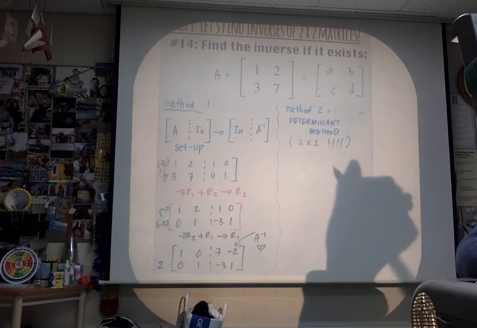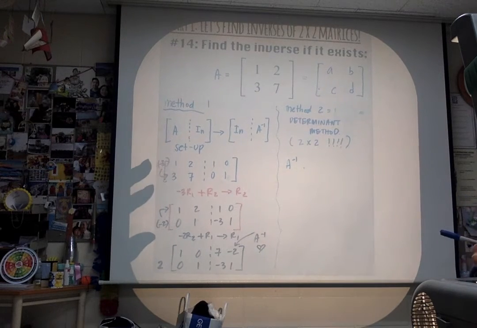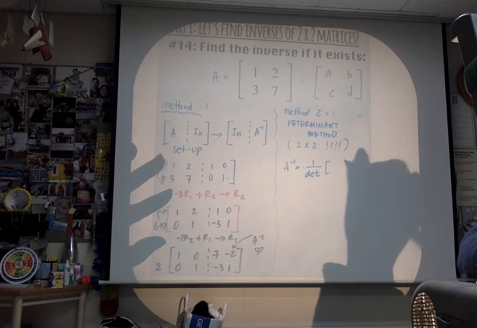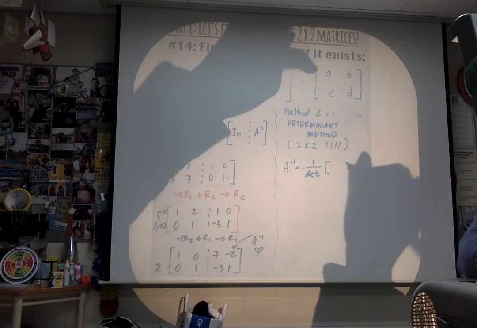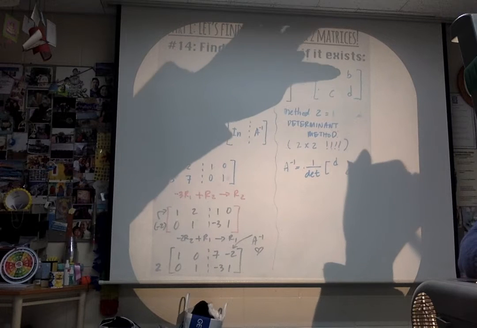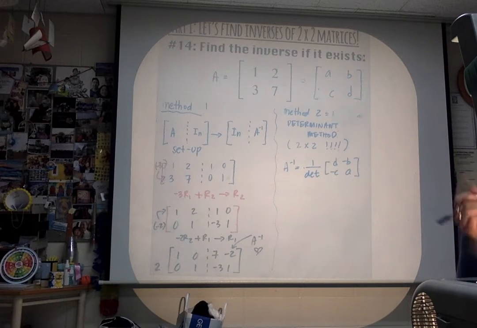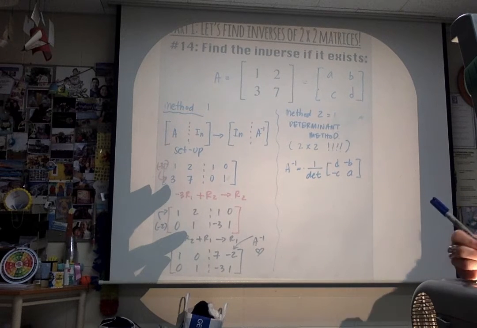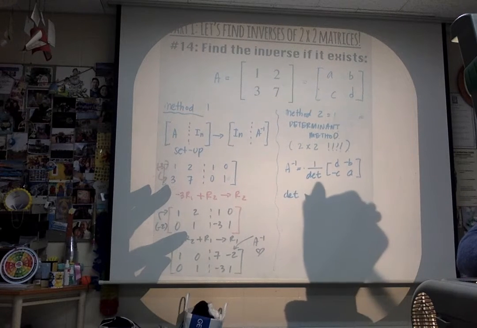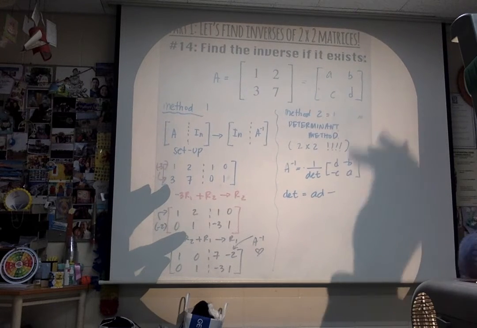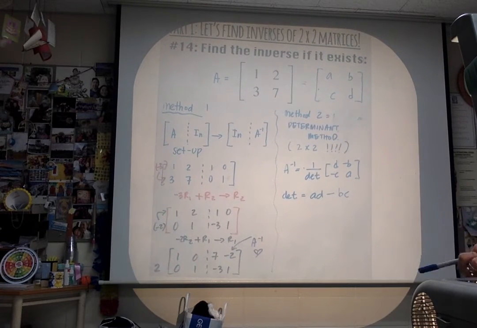So here we go. Now, I'll give you the formula first. A inverse is equal to 1 over the determinant times, look at this, I swap the D and the A, so D comes here, A comes here, and I negate the B and the C. Okay, it's simple as that. But you're asking me, what the heck is a determinant? Determinant goes like this. For a 2 by 2, it's AD minus BC, the quantity.